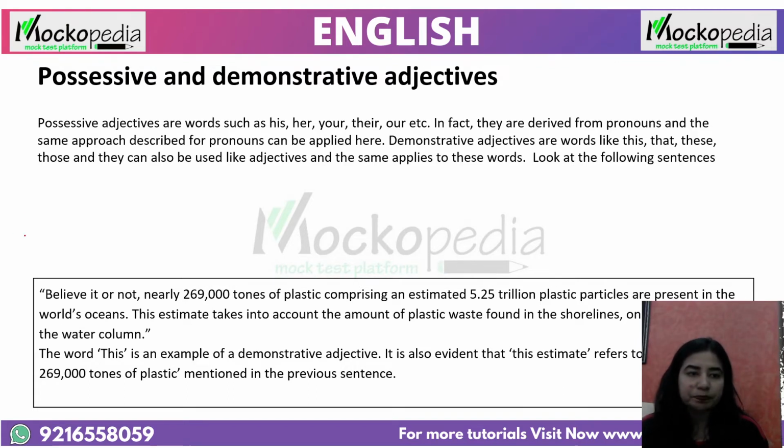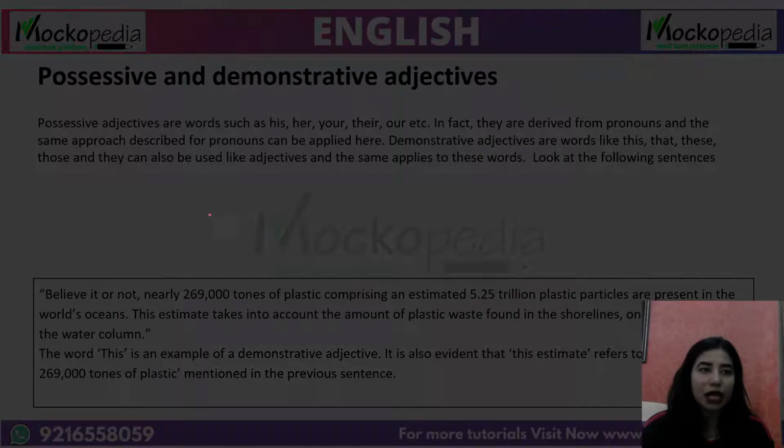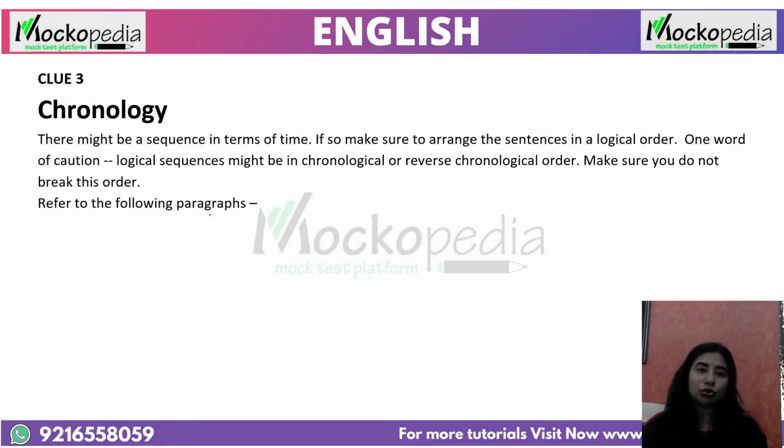Let's see. Believe it or not, nearly 2,69,000 tonnes of plastic, comprising an estimated 5.25 trillion plastic particles, are present in the world's oceans. So, are you able to see this estimate? It is referring to the numeric estimate that has been discussed in the previous statement. So, words like this, those, that, these will be again very vital clues that can help you establish the mandatory pair.